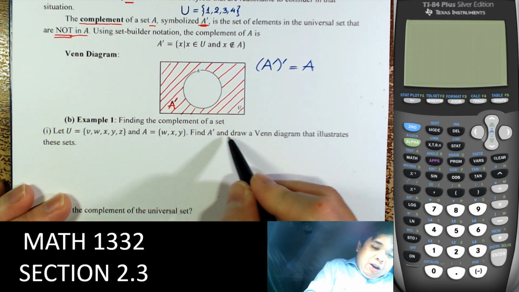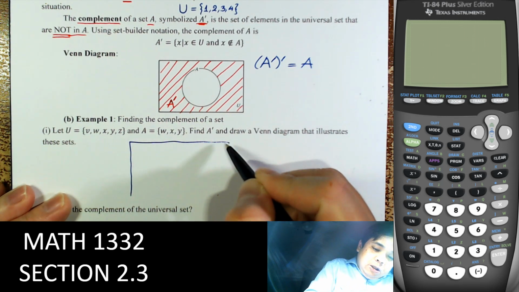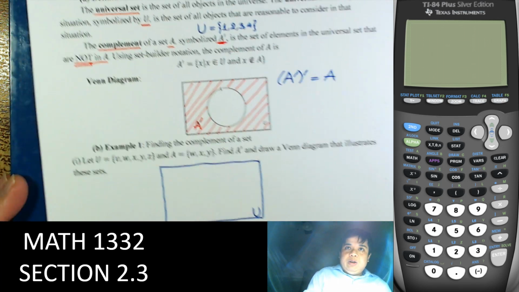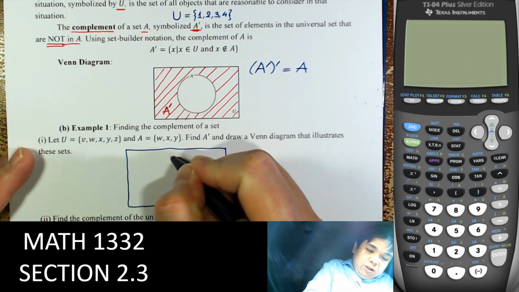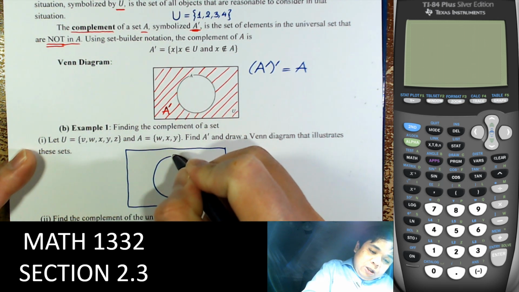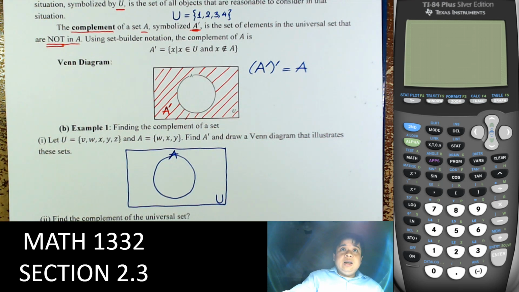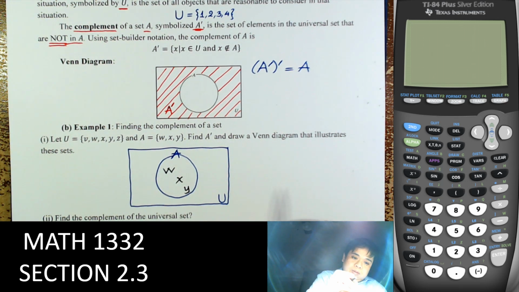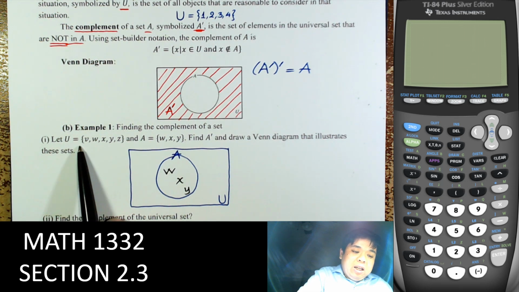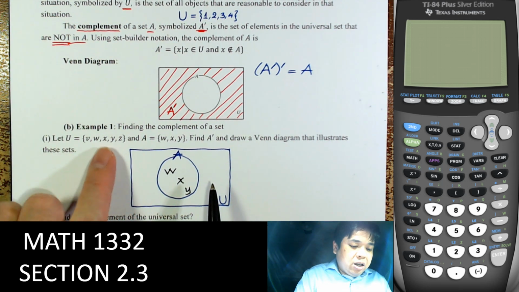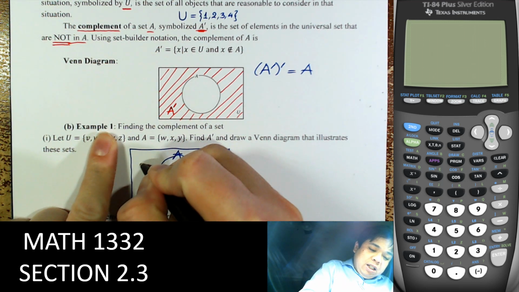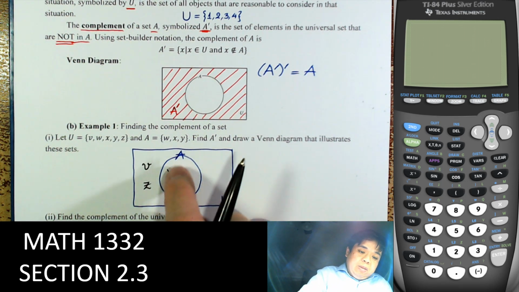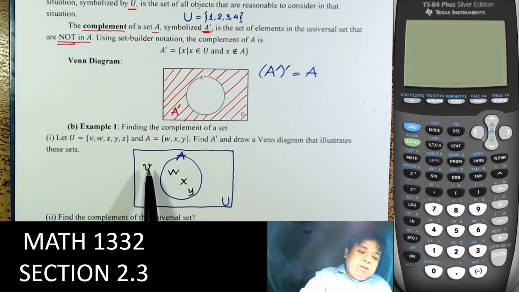First, we draw the Venn diagram for this situation. We draw a universal set, a rectangle, and denote that by U. Then we draw a circle and denote that by A. Now, in A we have W, X, and Y. The universal set has V, W, X, Y, Z. So we already have W, X, and Y. We just don't have V and Z. So we write V and Z in the universal set but outside of A, because V and Z are not in A.